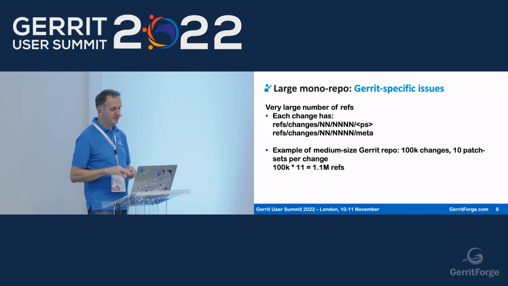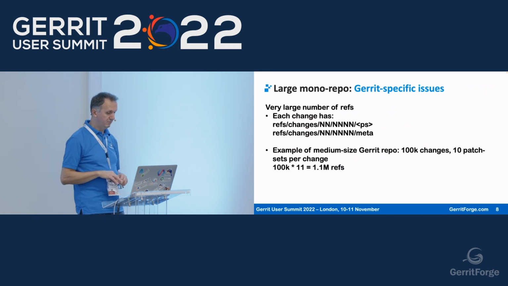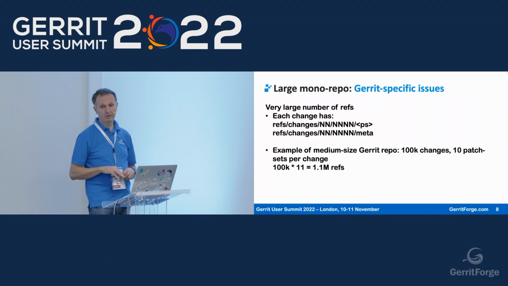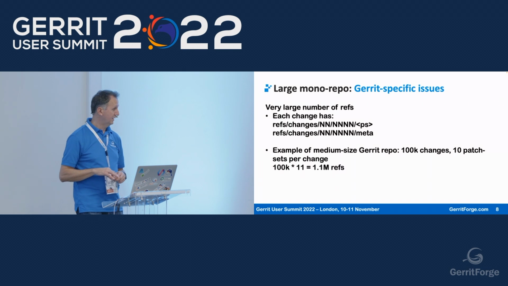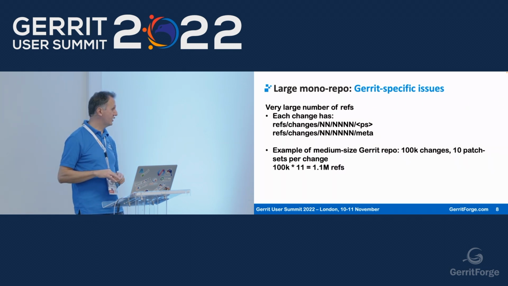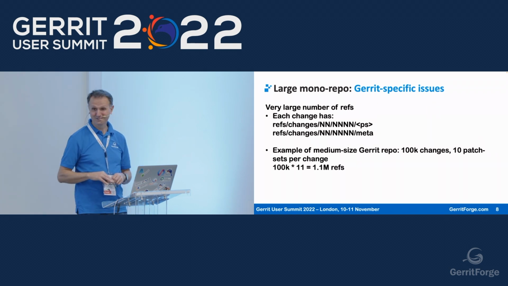If you take, let's say, 100,000 changes and 10 patch sets per change, that's already 1.1 million refs. And 100,000 changes is not that much. To give you one example, on GerritHub.io, we got 600,000. And Qualcomm, they got over 4 million. 4 million changes, 50 patches per change is a lot. Yeah?